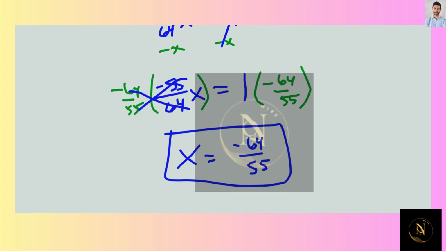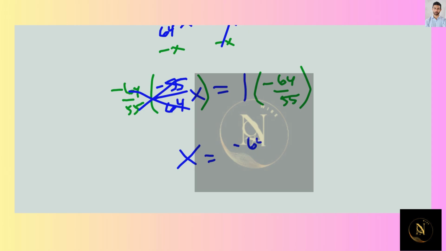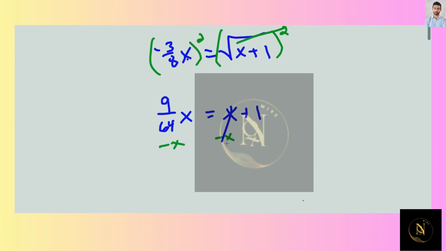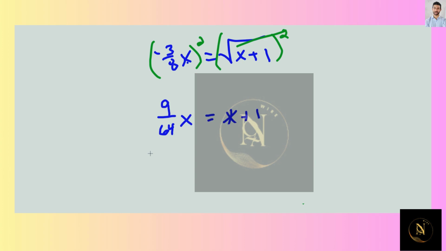Actually, I just caught a silly mistake, so I have to back this up for you. I apologize. Very silly, because in this stage, when we squared both sides, I squared the negative 3/8 to be 9/64, but I didn't square the x, so it needs that.